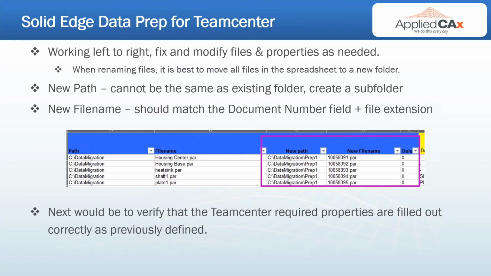So I'm going to assume that I know what my part numbers are, or I've got this from some other spreadsheet. Maybe it's an extract from an ERP system or some other database, but somehow I figure out what these part numbers are and I put them in there. And make sure you have your file extension, because if you don't have a file extension, it doesn't know what kind of file it is. And next we'll move on to the required properties that need to be filled out with Teamcenter.